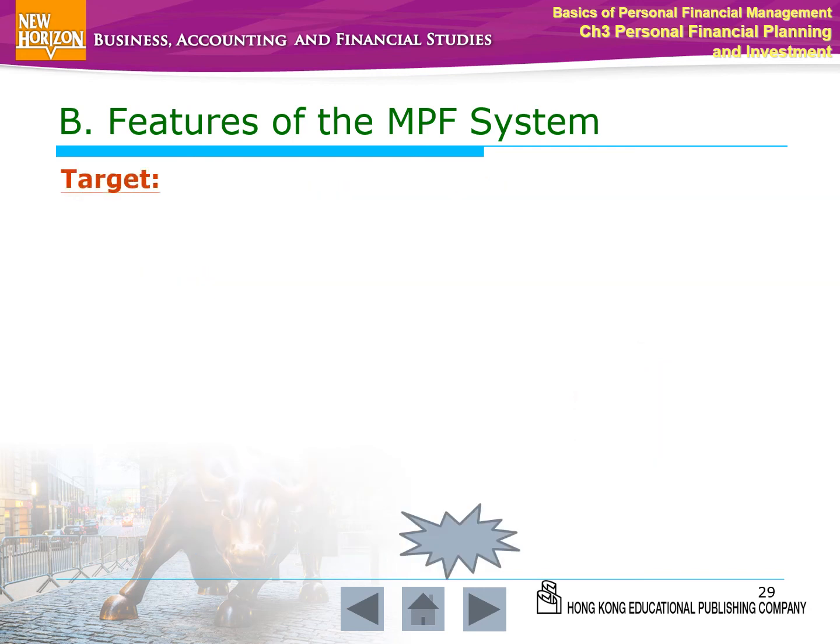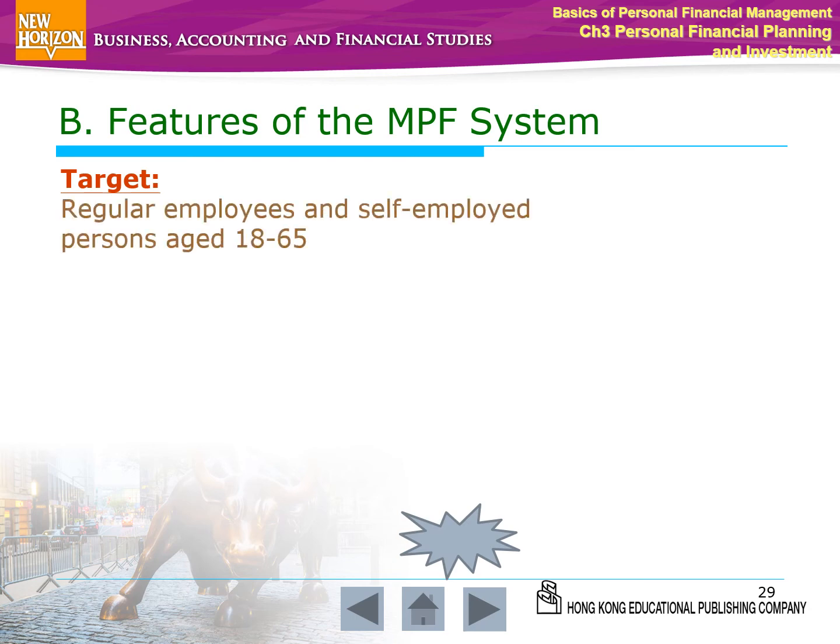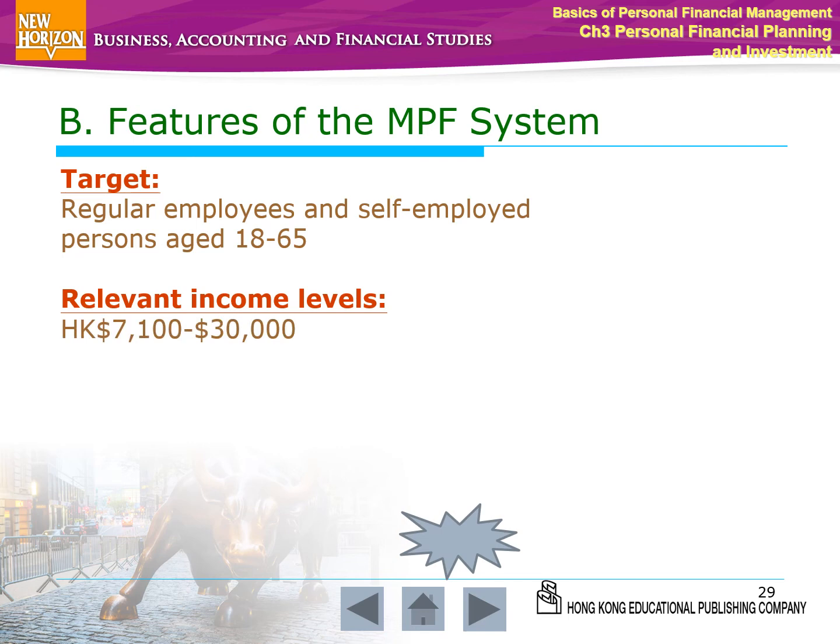What the MPF system targets is regular employees and self-employed persons aged 18, just an adult, okay, to 65, retired. The reference income levels should be around $7,100 to $30,000. So over $30,000, the part will not need to be contributed.